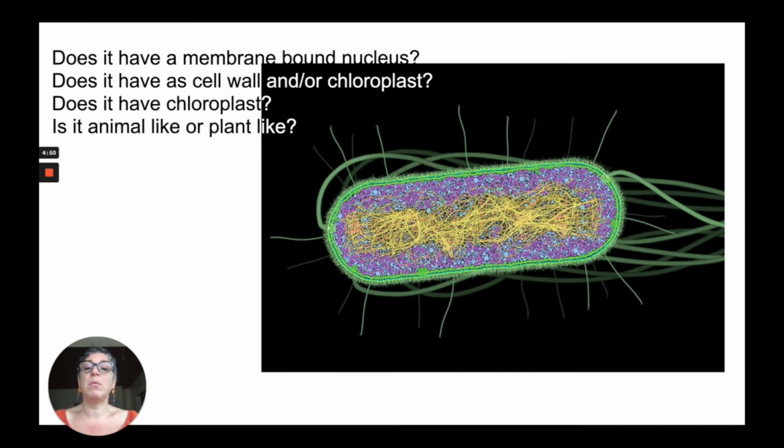Does it have a cell wall? Yes. Does it have chloroplasts? No. Whether it's animal-like or plant-like, we don't really need to consider because it is not a protist. Clearly, because it does not have a membrane-bound nucleus, this is a prokaryote, meaning that this organism is indeed a bacteria.